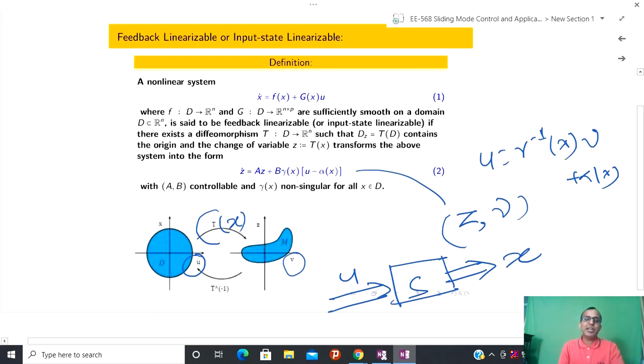Some system is looking complicated in its original coordinate frame, but it is possible to show that if you define some other coordinate frame, that is the physical interpretation of this, such that everything is now simple, and with the help of control input, now you are able to feel that my closed loop system is linear. So let us try to see that.